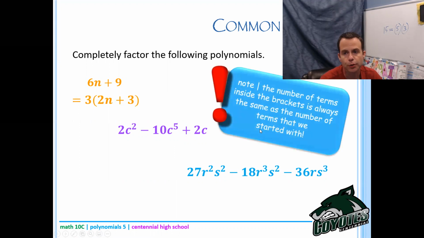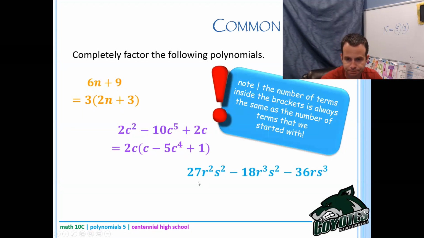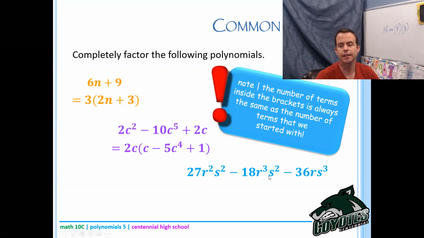The number of terms inside the brackets will always be the same as the number of terms you start with, okay? So we end up with 2c bracket c minus 5c to the 4 plus 1, okay? Okay, and then this guy, 27, 18, 36.